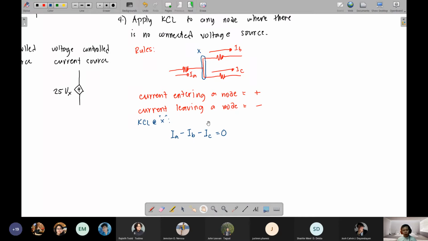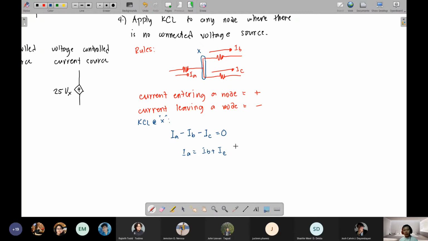So with this rule, that is where the other definition comes from: current entering a node is equal to the current leaving a node. Because if you rearrange this, you can form IA is equal to IB plus IC. Technically IA is the entering side and IB and IC are the leaving side. So this is where the other definition comes from. The summation of current entering a node is equal to the summation of current leaving a node. That is why another version of the definition is formed.